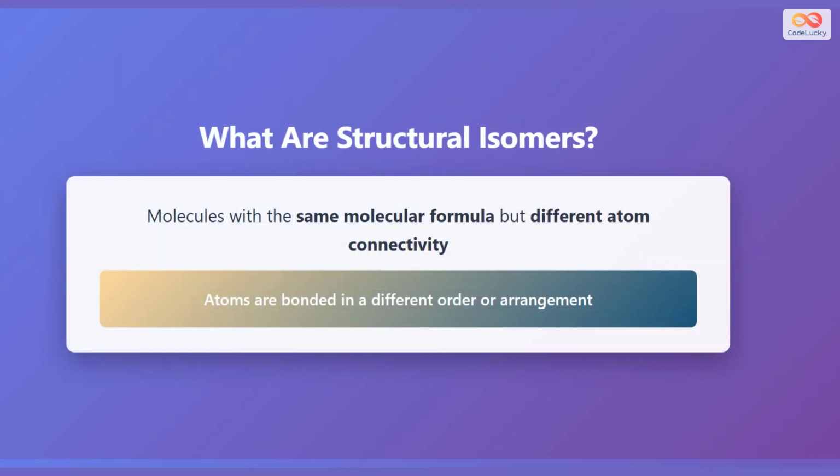So what exactly are structural isomers? They are molecules with the same molecular formula but different atom connectivity. The key difference is that the atoms are bonded in a different order or arrangement. Think of it like having the same building blocks but assembling them in different ways to create distinct structures.